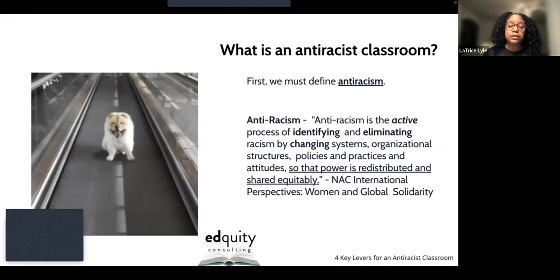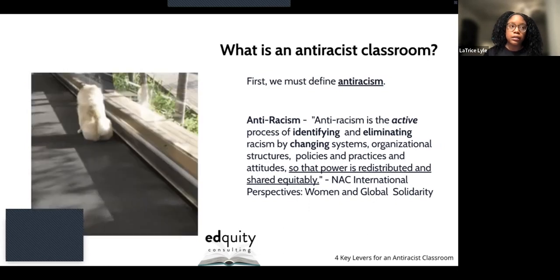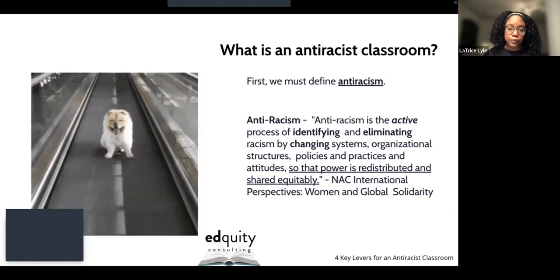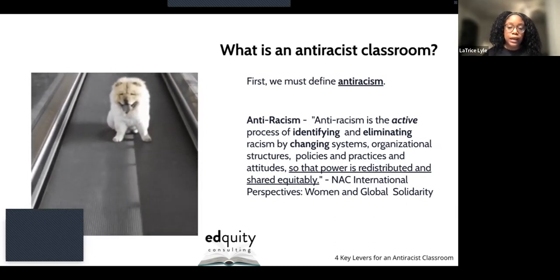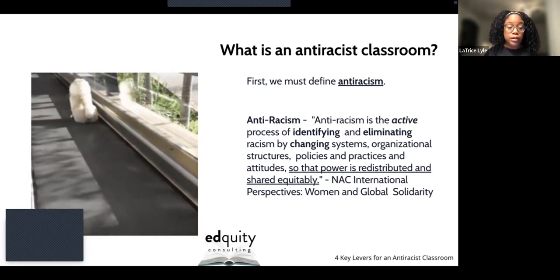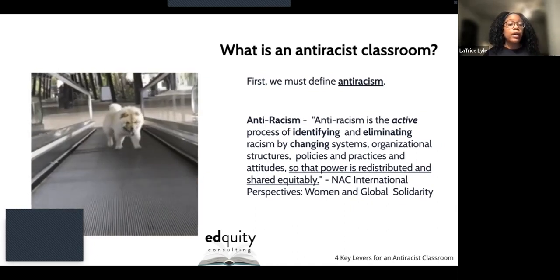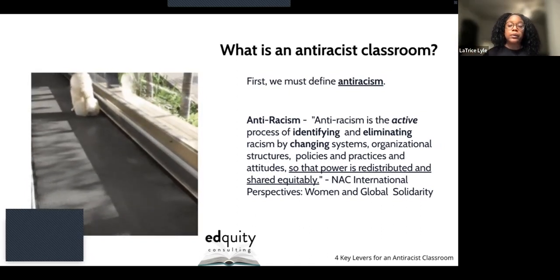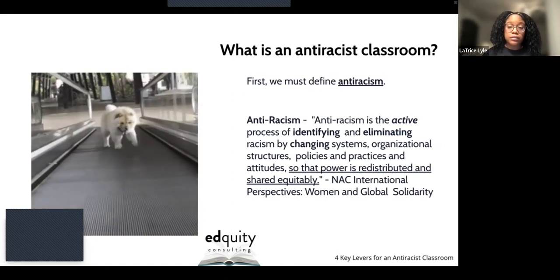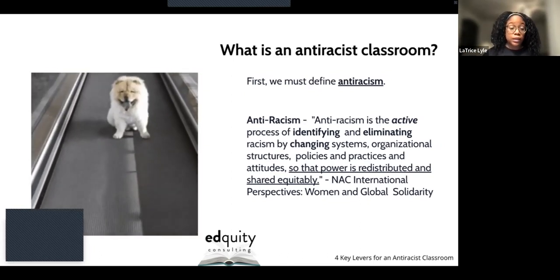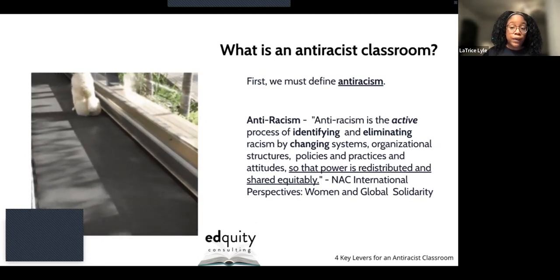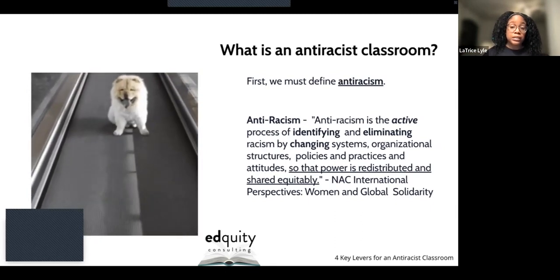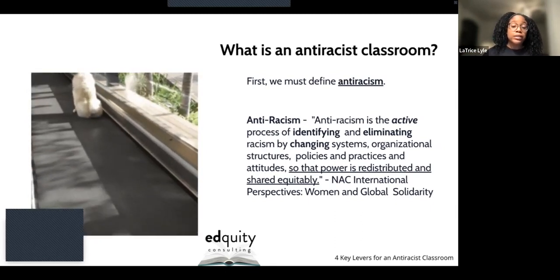This definition of anti-racism is particularly useful for us as educators, because it tells us what we do and how to do it, right? And a lot of times, even when we're writing learning targets, we are saying what our young people will be able to do and how, like what's the strategy. So with that, anti-racism is the active process, so it's telling us what it is, of identifying and eliminating racism. So it tells us what it is, and it tells us how we do it.